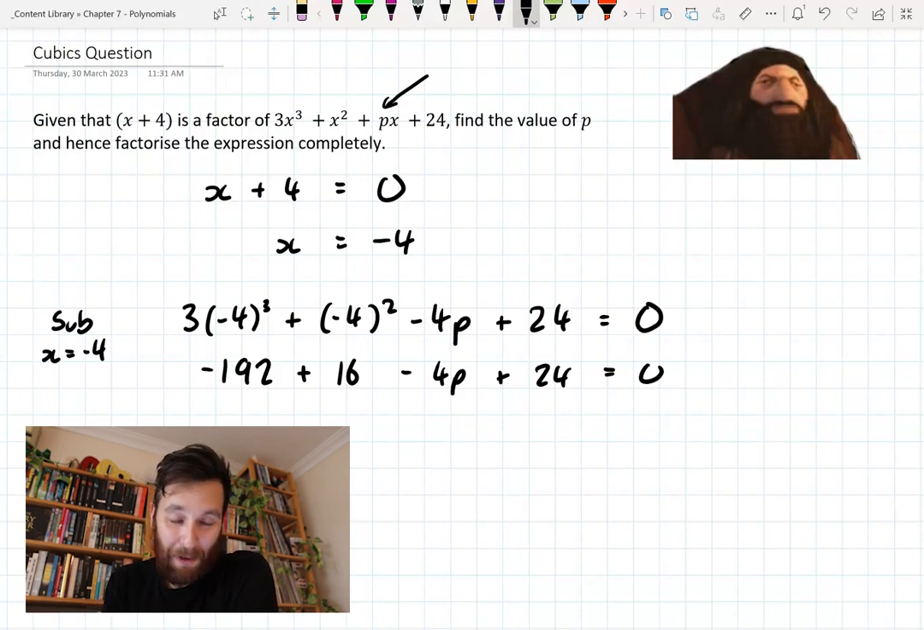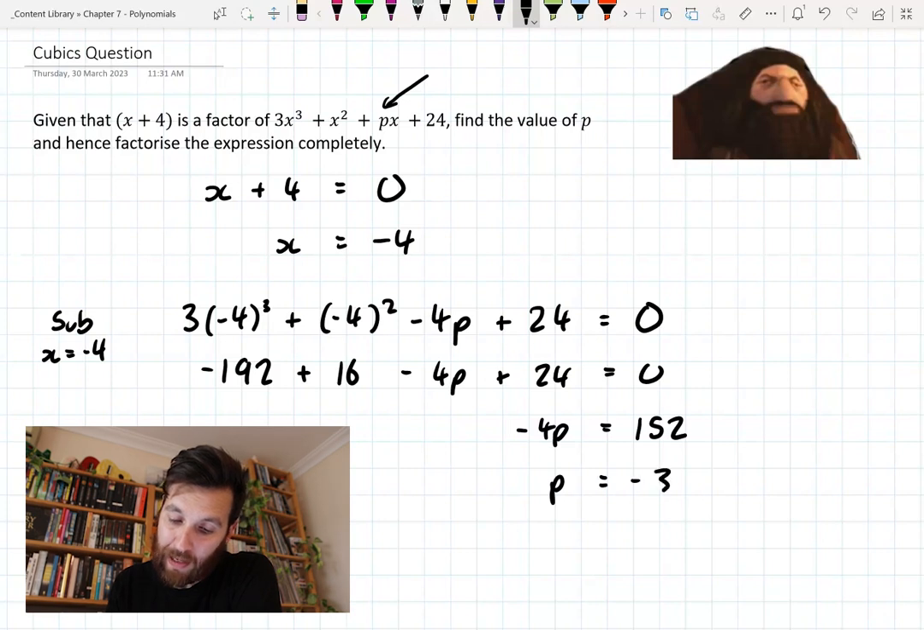I'm going to add 192 to both sides. I'm going to take 24 from both sides, and I'm going to take 16 from both sides as well. And that is going to give me negative 4p is equal to 152. And dividing both sides by negative 4, that gives me p is equal to negative 38.